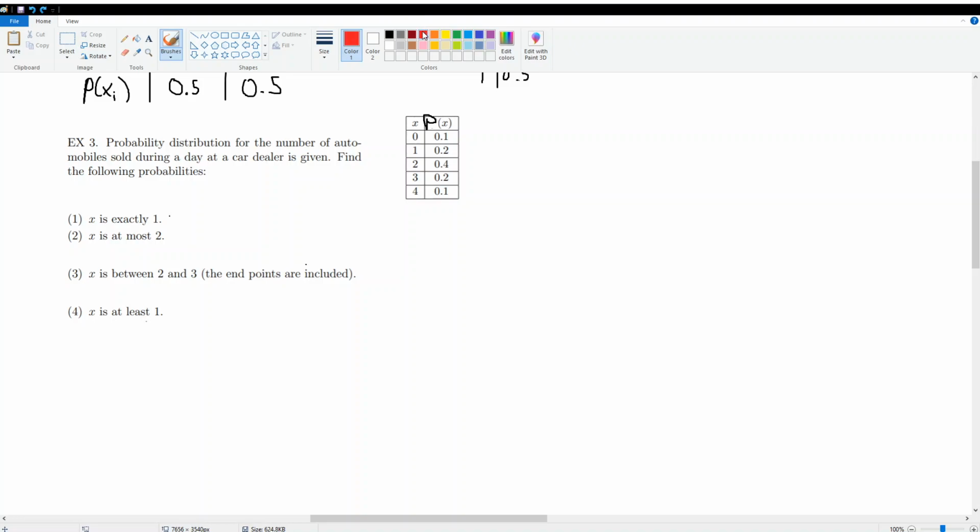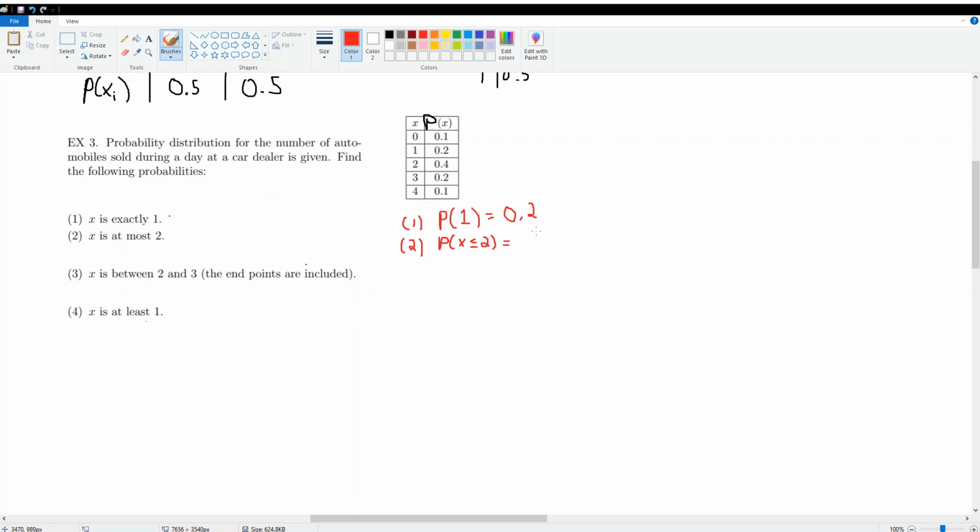All right. Let's start with our first one. X is exactly 1. That's P of 1. According to the table, that's 0.2. That's it. Nothing else to it. Part 2, it's asking us P is at most 2. So no more than 2. So that would be P that X is less than or equal to 2.